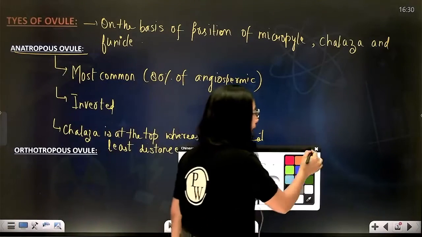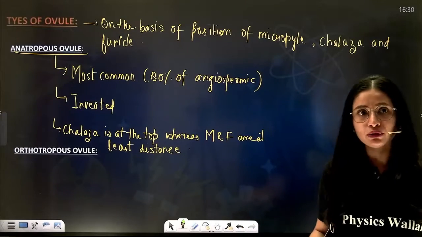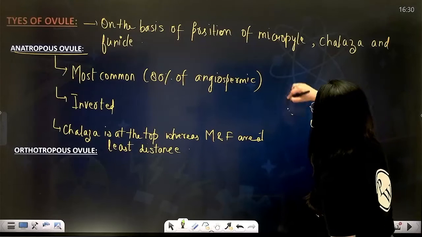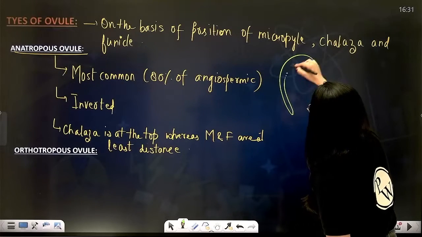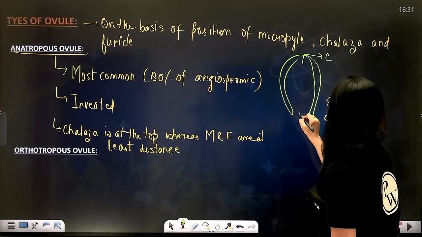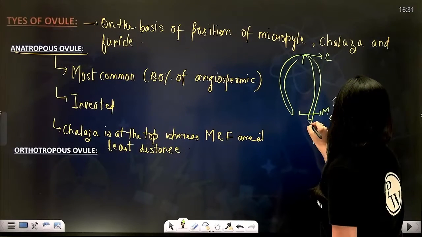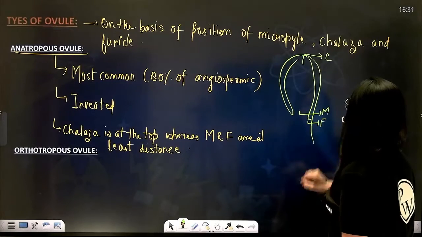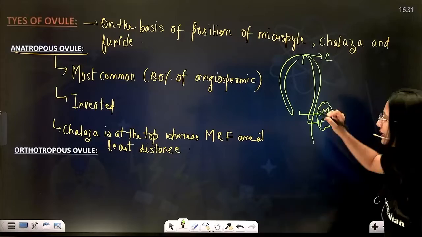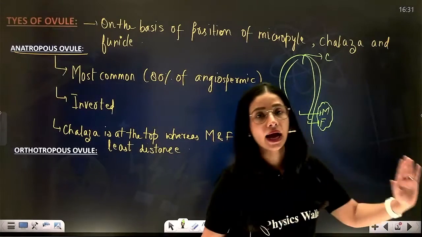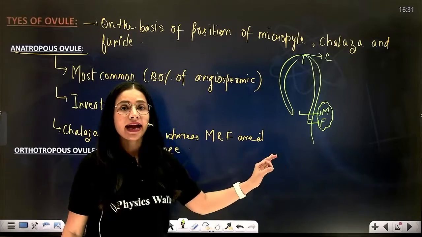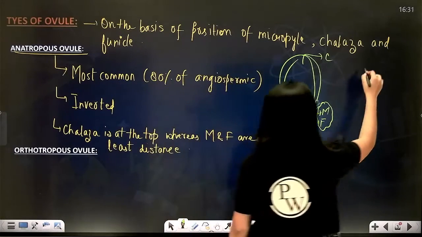There are 2 ways to draw the anatropous ovule. The one which I have drawn in my last lecture, like this. Right? So these are the integuments. This is the chalaza. This is the opening, that is micropyle, and this is the stalk, which is funicle. So you see chalaza is at the top and the distance between micropyle and funicle is minimum. They are very close to each other. One is this way to draw the anatropous ovule, and the second way is this.